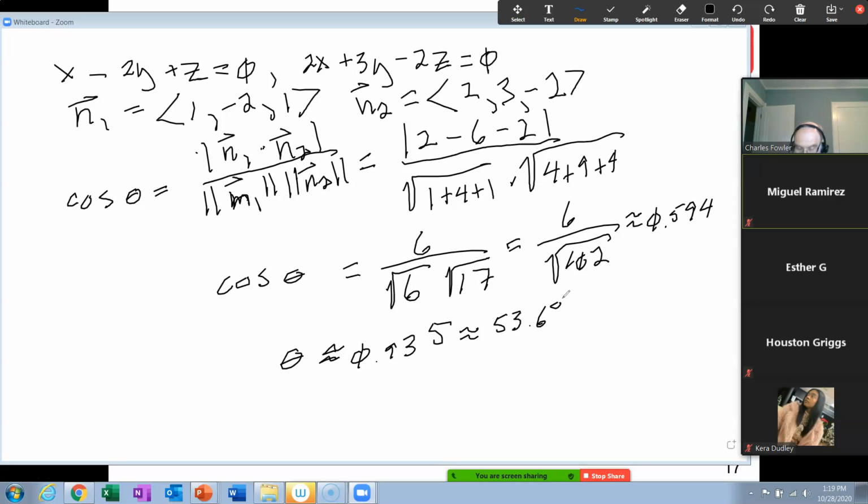Okay, now that's the first part. Find the angle between the two planes, and we said about 54 degrees, 53.6 degrees. Okay, now then find the parametric equations of their line of intersection. Okay, and they show the figure here. So we need the parametric equation of that line of intersection. Okay, now how are we going to define that?